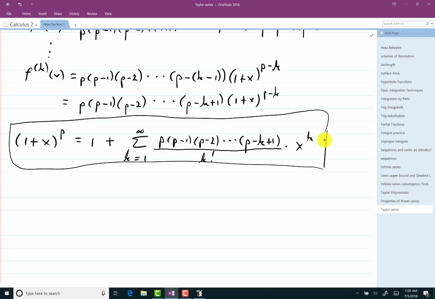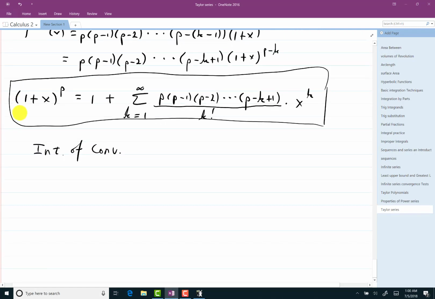How do I figure out the interval of convergence? Well, I would take this stuff here, but I would do the k plus 1. So let's go ahead and do that. The limit. I think since I have all this stuff here, I'm not going to do the root test. I'm going to do the ratio test. The limit as k goes to infinity. And so I'll have this, but I'll have one more term than that. So what I'll have is p times p minus 1 dot dot dot times p minus k plus 1.